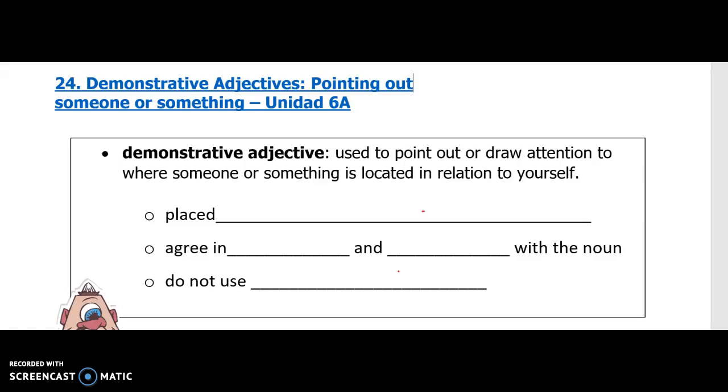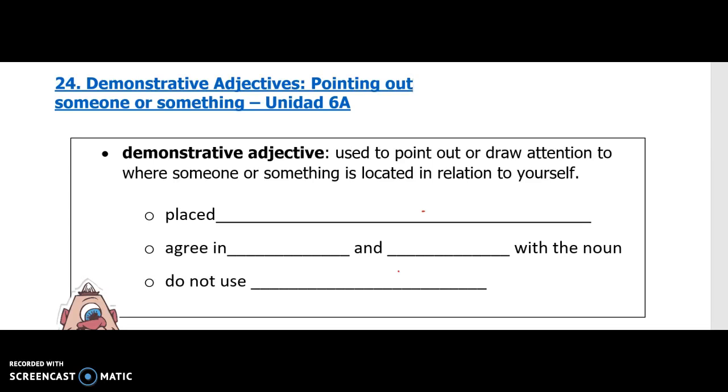Hola chicos! Now we're going to talk about demonstrative adjectives, which are a lot like definite articles. So we use el, la, los, or las to identify a noun and tell whether it's masculine or feminine, singular, plural. Demonstrative adjectives work a lot like that, so you're going to see a lot of similarities here.